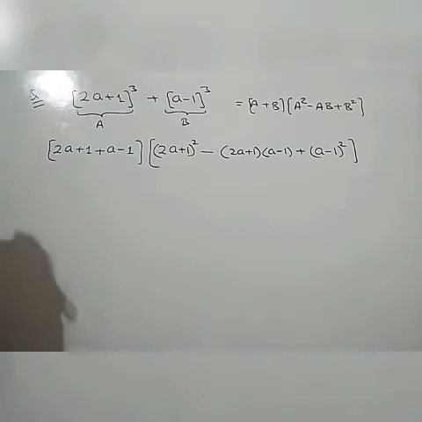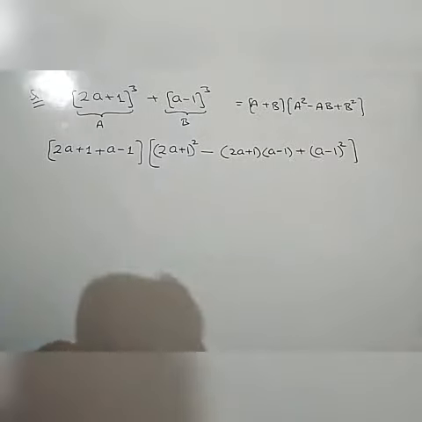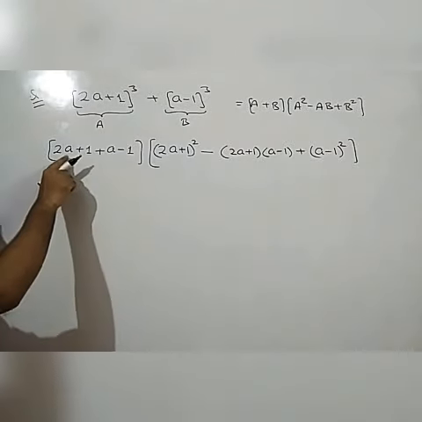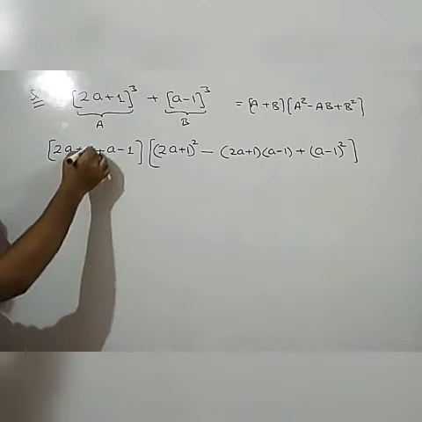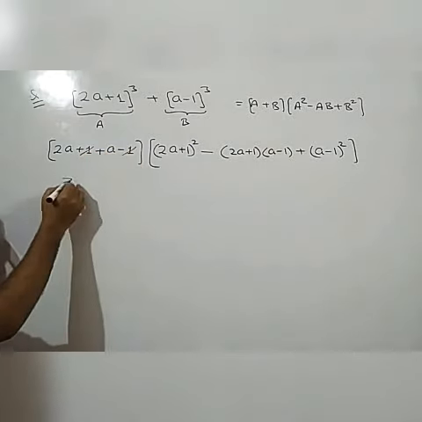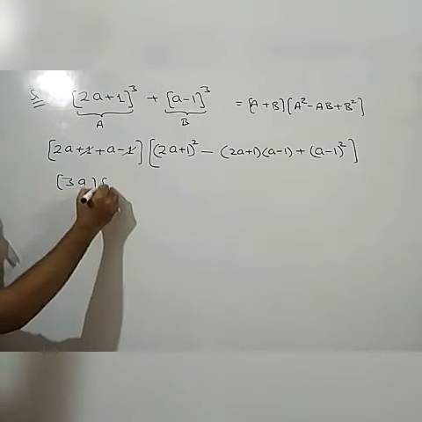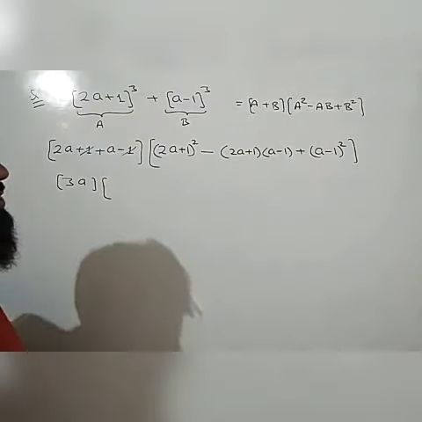Clear? Now, expanding these terms further, we will get the answer. So first here it will be 2A plus A. 1 and 1 will cancel out. We will get 3A in the first bracket. Then in the second bracket it is 2A plus 1 whole square.